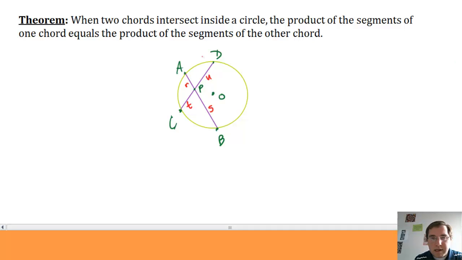Two chords are intersecting inside my circle. AB intersects CD at point P. The product of the segments of one chord, R times S, equals the product of the segments of the other chord, T times U. It's a nice relationship. So if I know three of them, I can find the fourth one just by solving the equation.